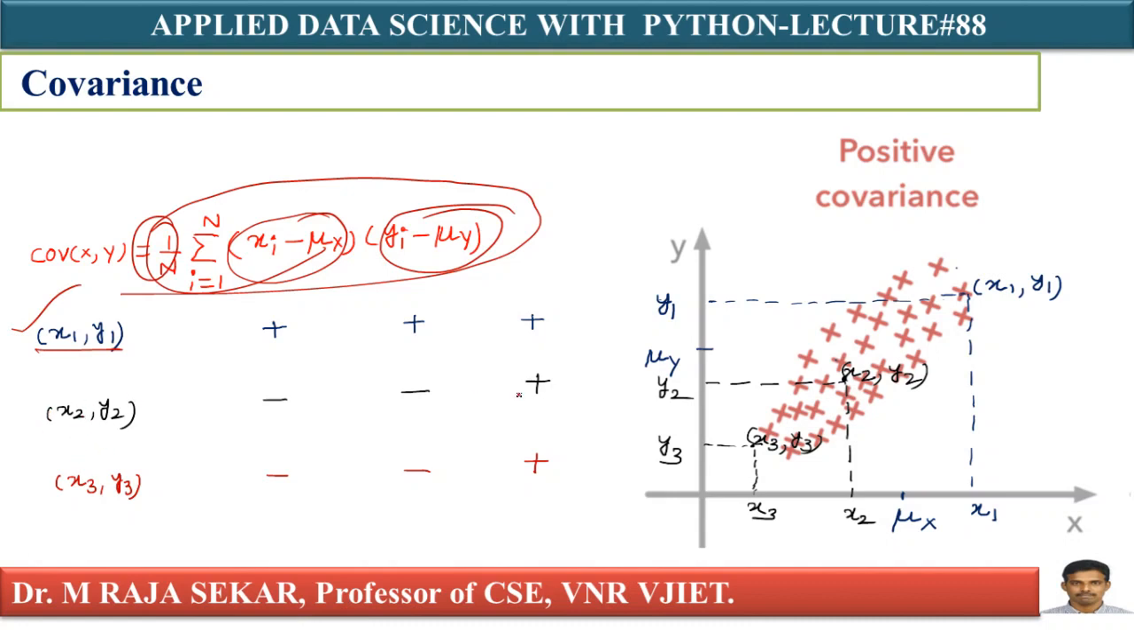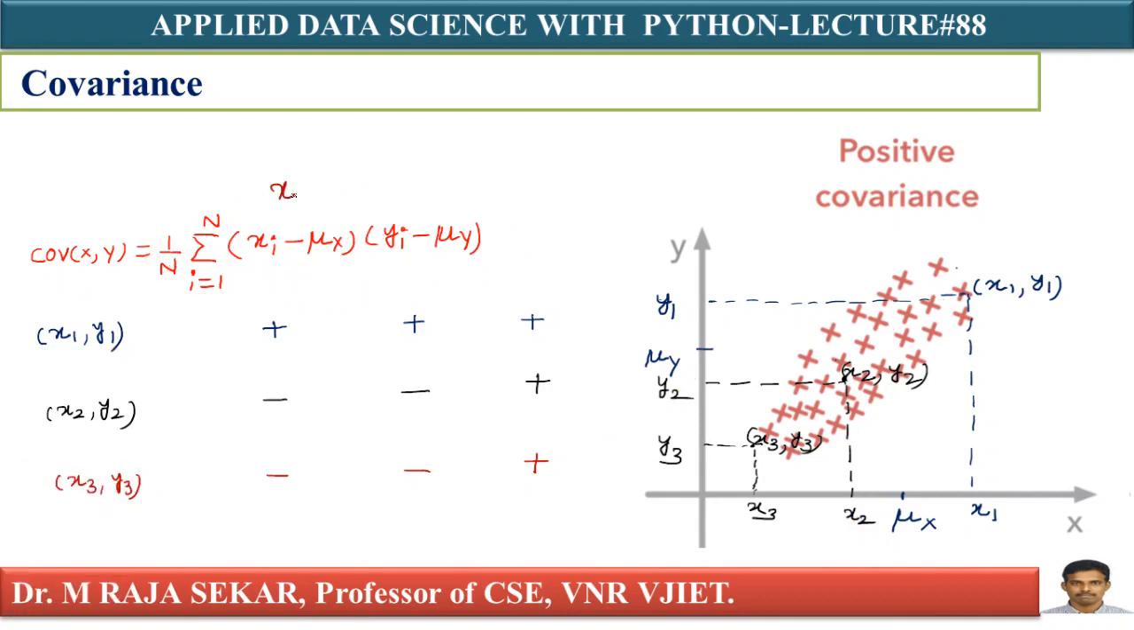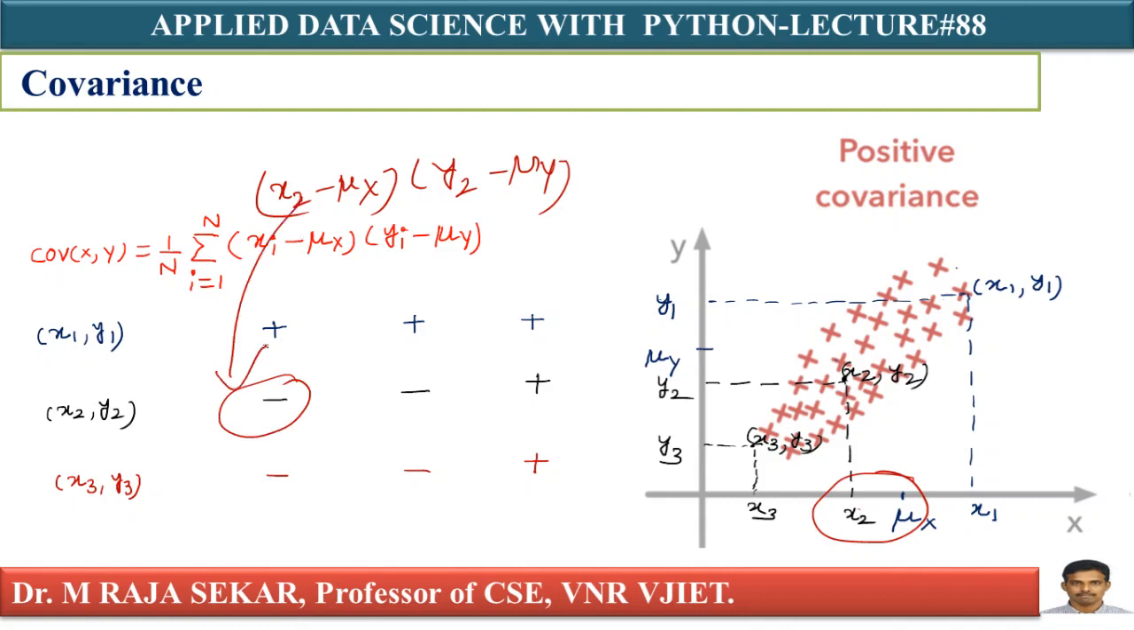Just consider another point x2, y2. If it is x2, y2, this is x2, this is y2. What happens here? I must say x2 minus mu of x into y2 minus mu of y, isn't it? x2 is smaller than mu of x, therefore x2 minus mu of x is a negative number. Again, y2 is smaller than mu of y, therefore y2 minus mu of y is also negative. Negative into negative always yields a positive result. Therefore, at x2, y2 you are also getting a positive number.